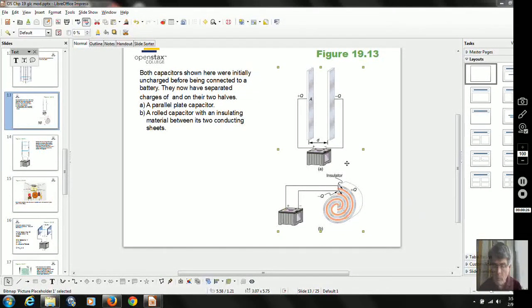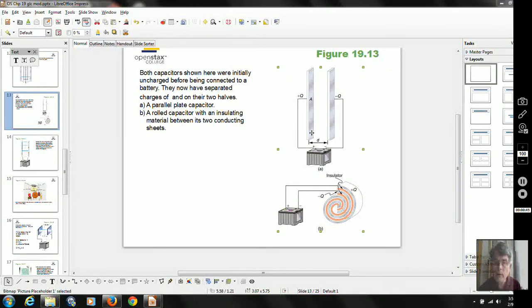So we're dealing with one of the three big elements of electric circuits, the capacitor. In the future, we'll talk about resistors, and we'll talk briefly about inductors, although we won't pay as much attention to them as capacitors and resistors in circuits.